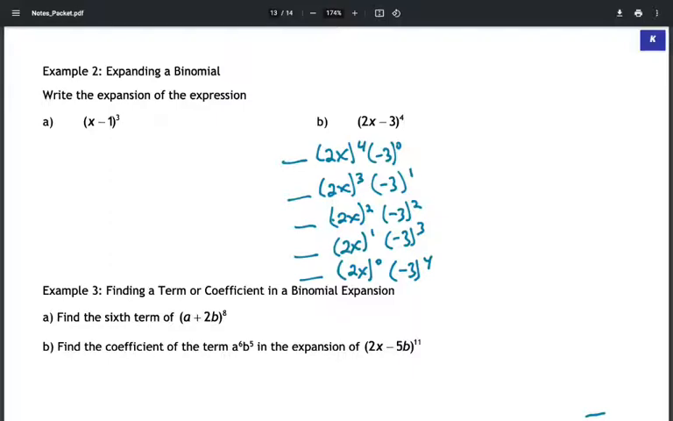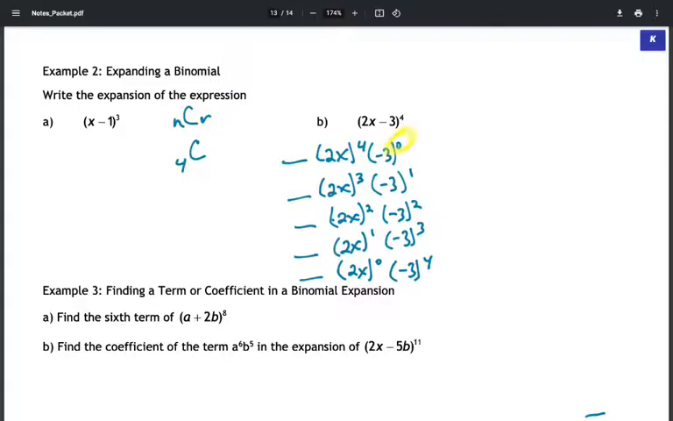So we just need to figure out the coefficients. To get this one, we're going to do C, again with N here and R here. Our N number on the left will always be 4. The R number comes from whatever power that is right there.